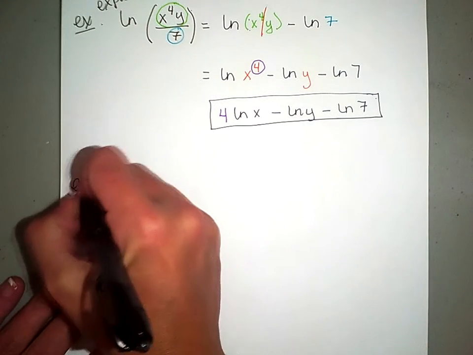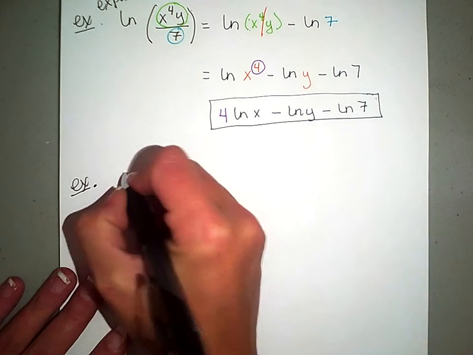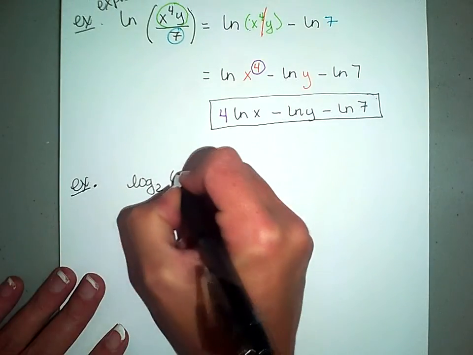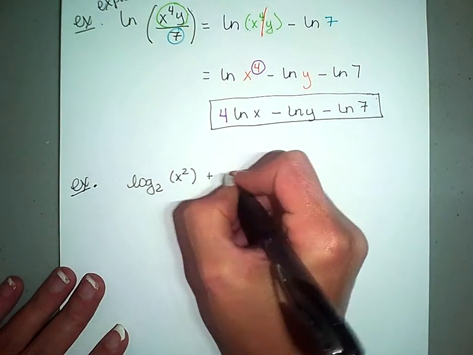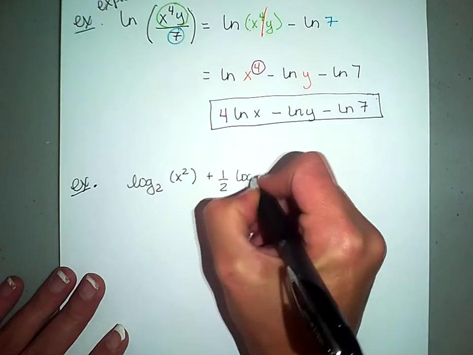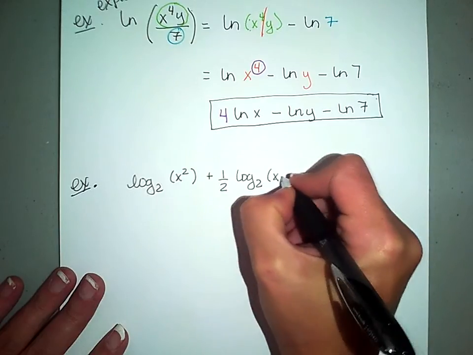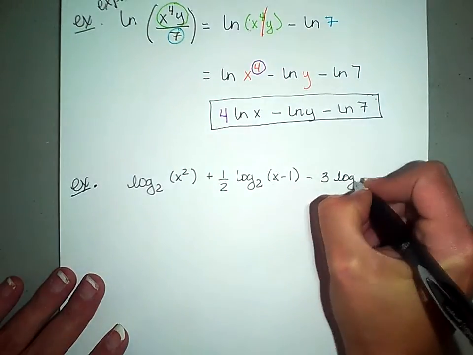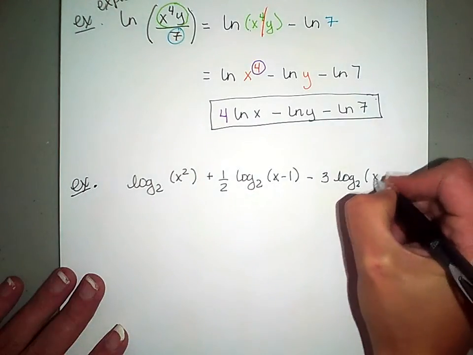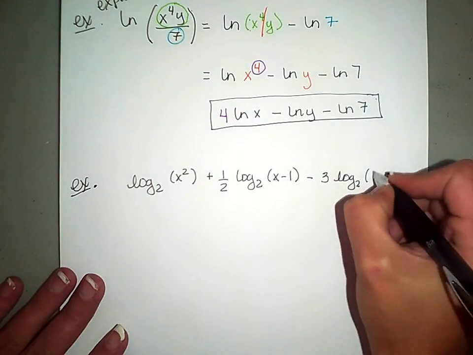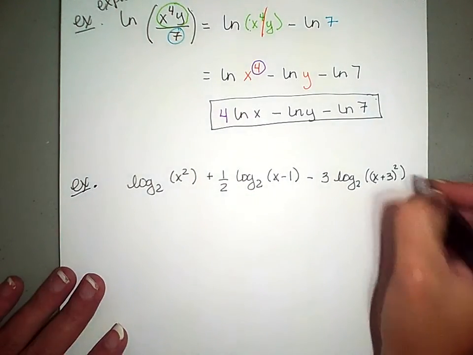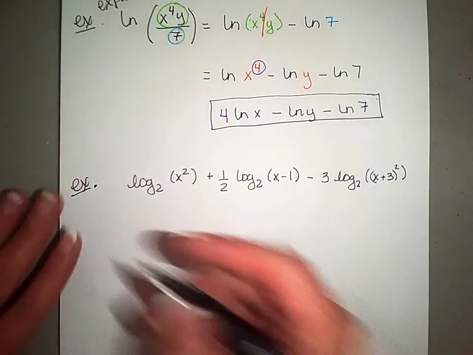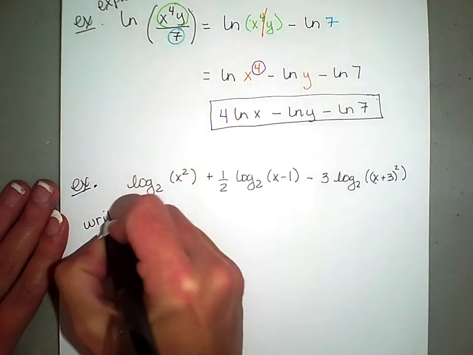Let's do some combining now. So let's say we have the log base 2 of x squared plus 1/2 the log base 2 of x minus 1 minus 3 times the log base 2 of x plus 3, and let's square that quantity. So there's a lot going on, and we want to write it as a single log.